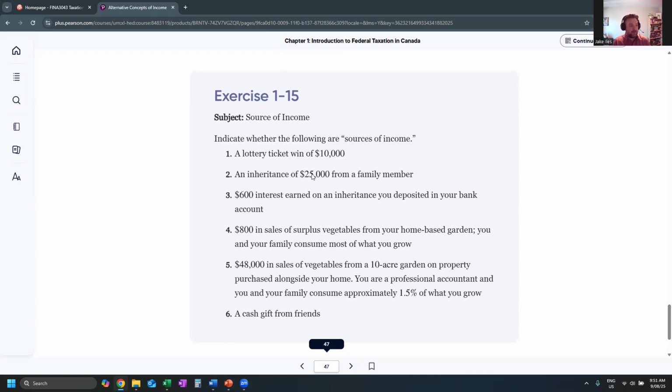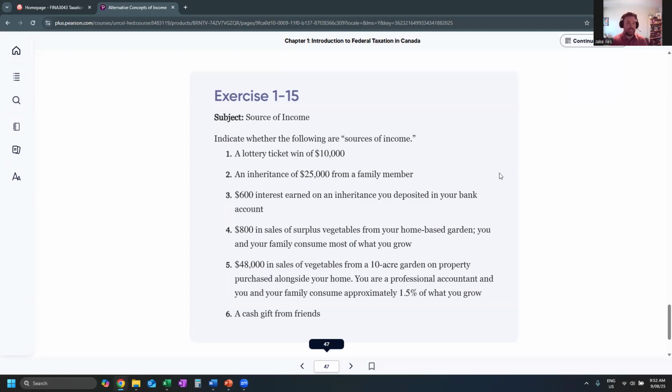An inheritance of $25,000 from a family member. Money you get from an inheritance, hopefully, you cannot rely on a continuous basis. I think if someone's relying on a continuous stream of family inheritance, they live a life of tragedy. And so it doesn't fit that continuous intention. It's not related to labor or capital or property because I don't own those things. Someone I'm related to owns those things.